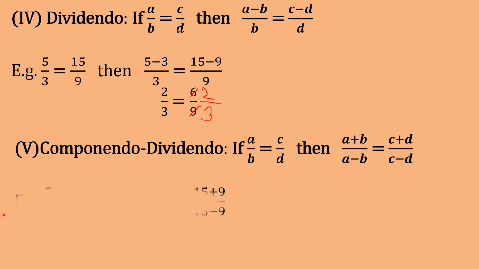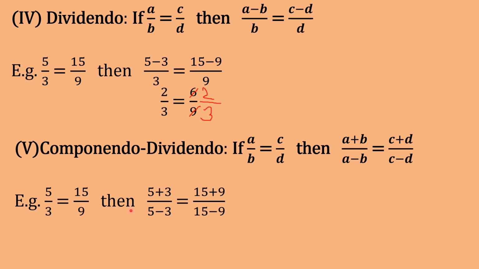Let's see by example. If 5 upon 3 equal to 15 upon 9, then if I apply the componendo and dividendo property, it will become 5 plus 3 upon 5 minus 3 equal to 15 plus 9 upon 15 minus 9. We have used this only. So now we'll further solve. Then students, 5 plus 3 will become 8 upon 5 minus 3 will become 2, equal to 15 plus 9 will become 24, and 15 minus 9 will become 6.